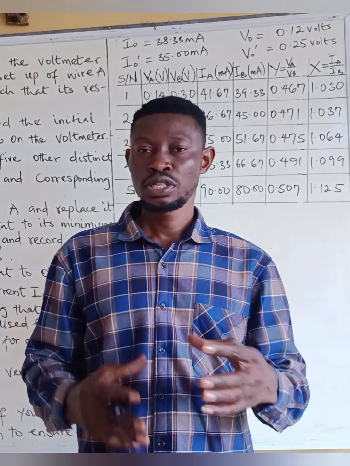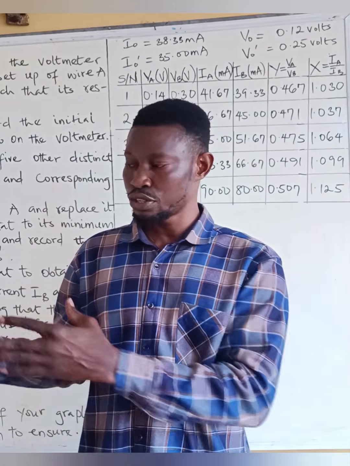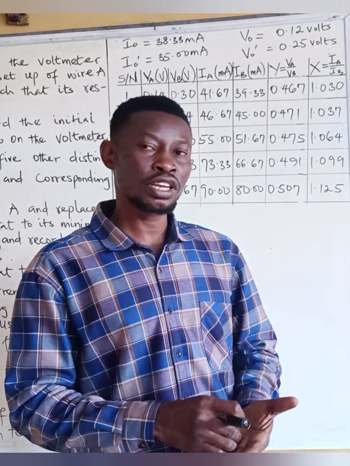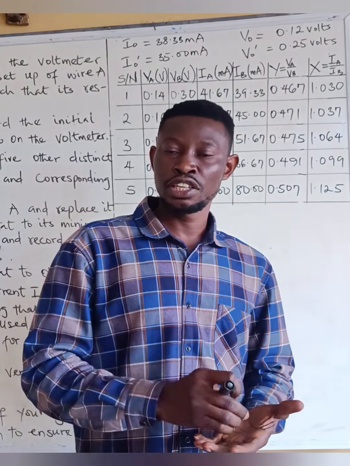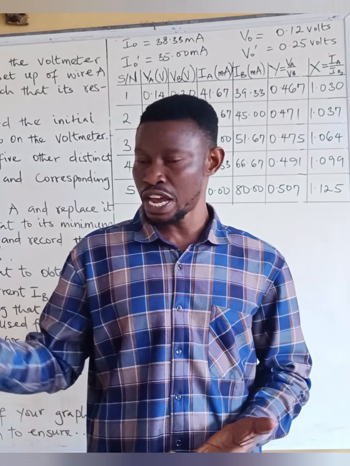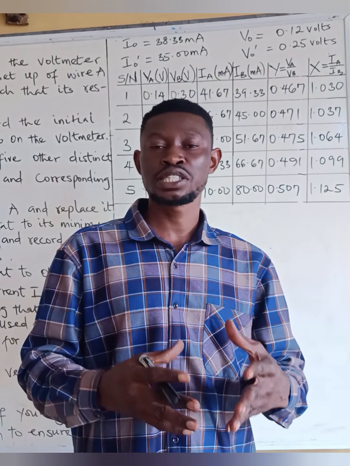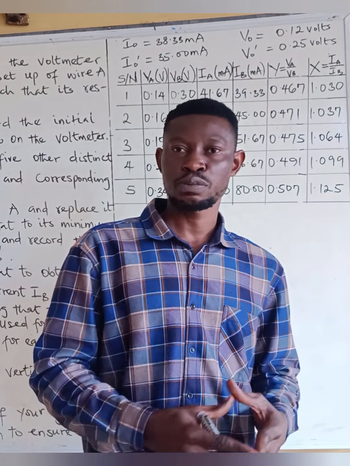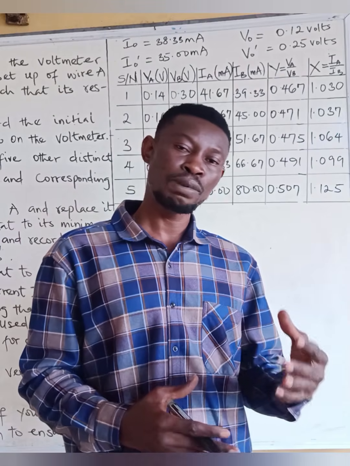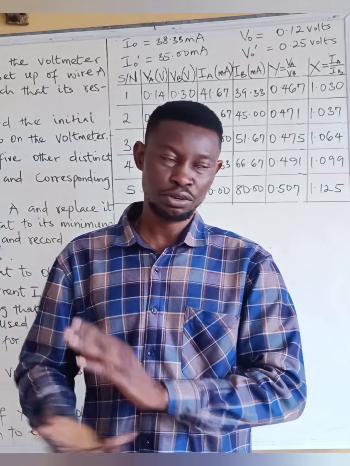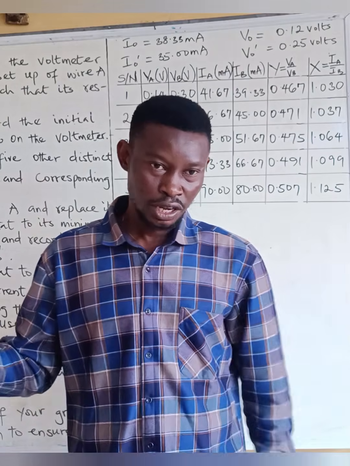You can also avoid parallax error when using any of these as well. Then you ensure that your key is open when you're not taking readings to avoid overheating the wires, because when the wires are overheated, remember, temperature affects the resistance of the wire, and that will affect the accuracy of your results.